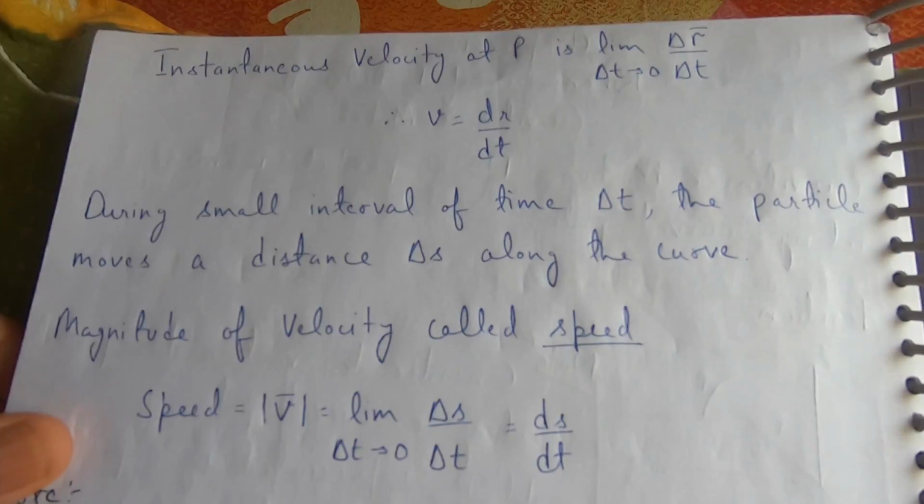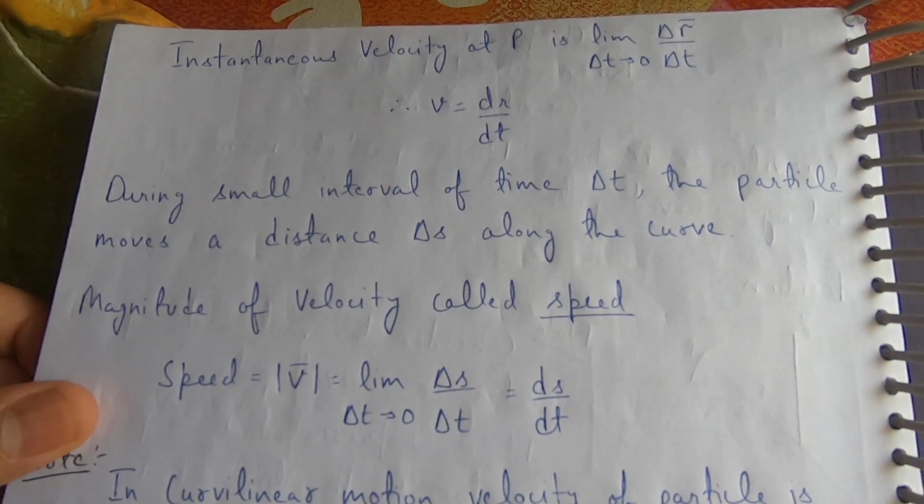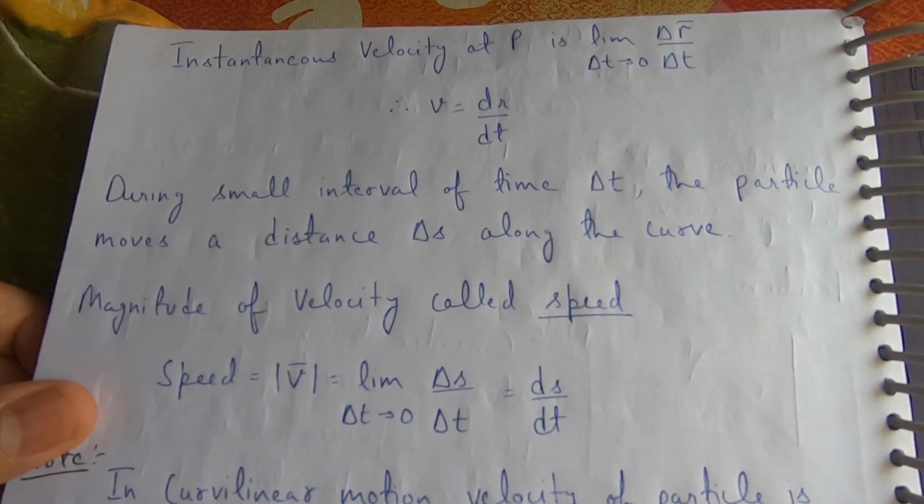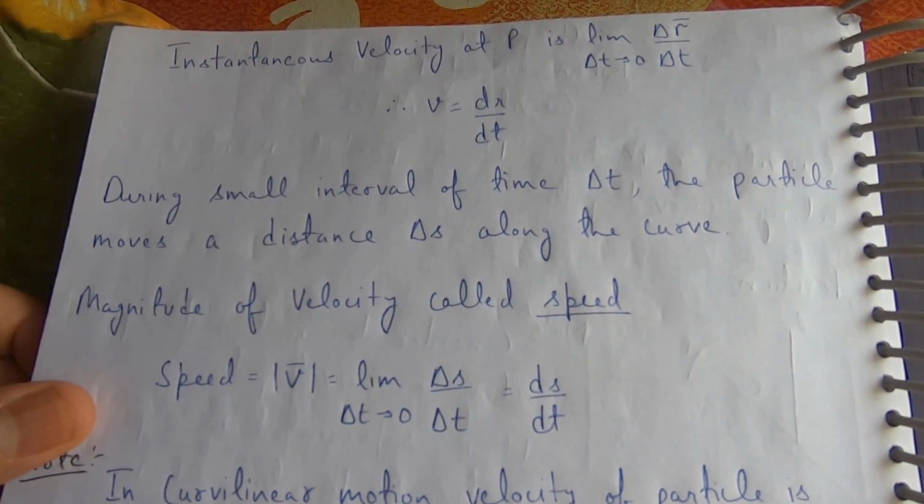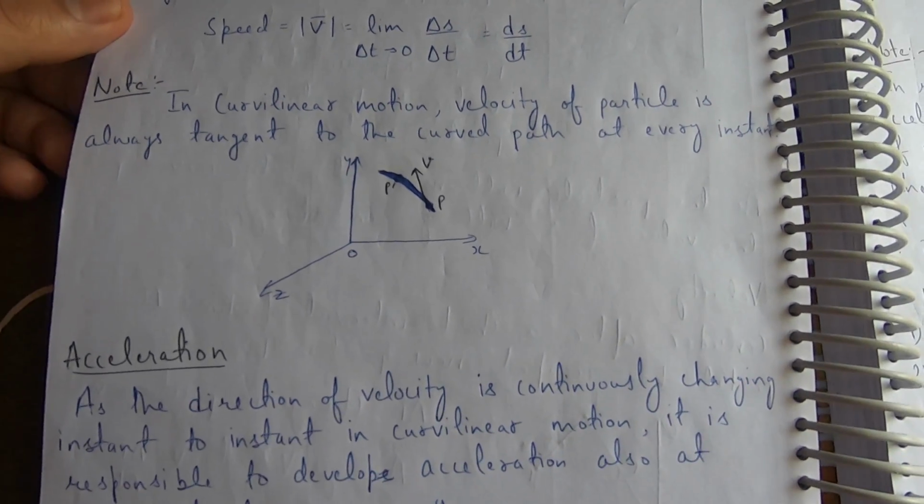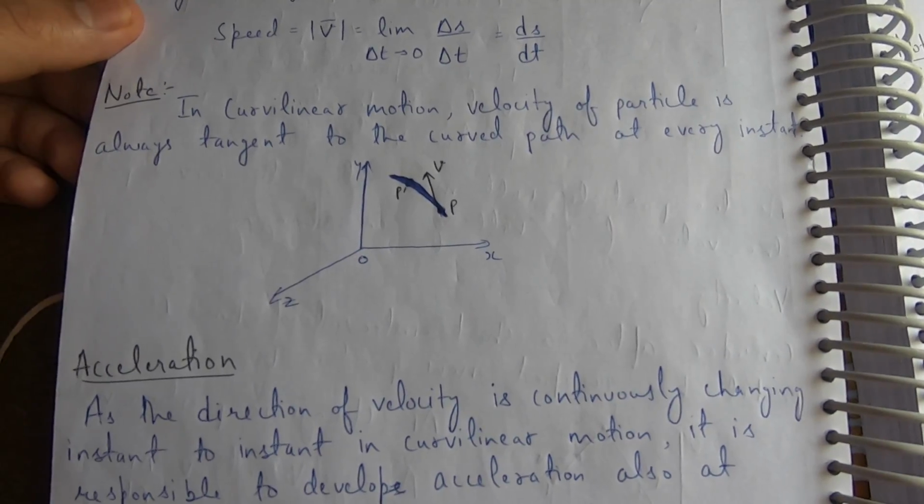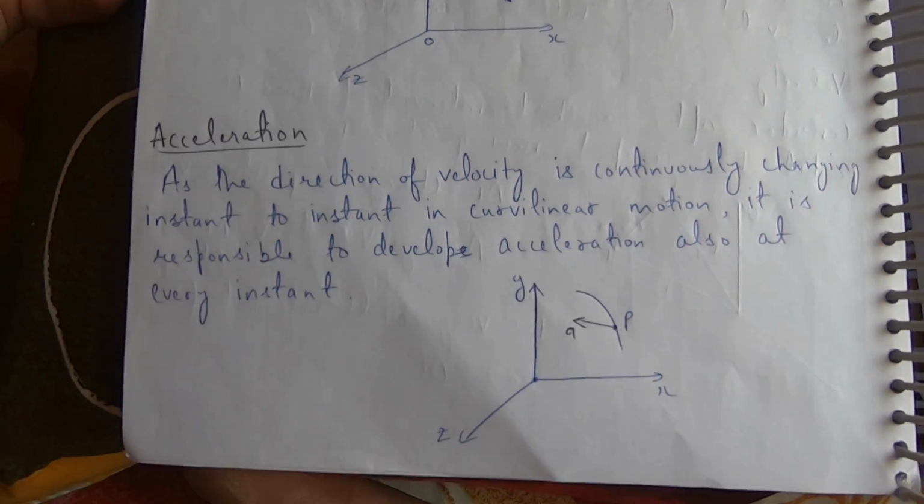During a small interval of time delta t, the particle moves a distance delta s along the curve. The magnitude of velocity is called speed. Speed is equal to the limit as delta t tends to 0 of delta s by delta t, which is equal to ds by dt. Note: in curvilinear motion, the velocity of the particle is always tangent to the curved path at every instant.